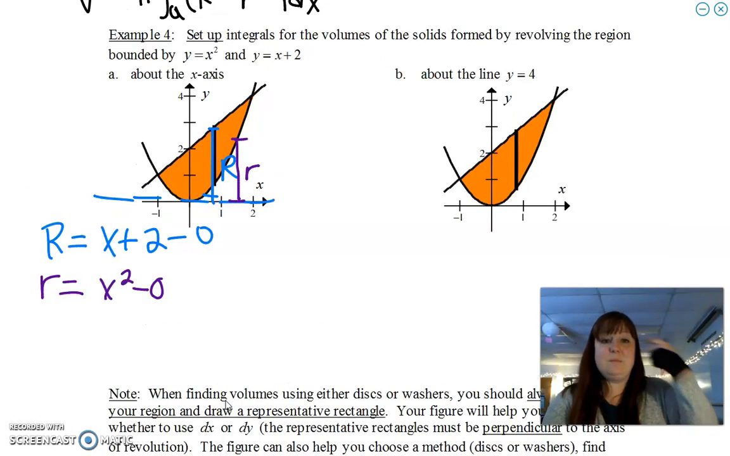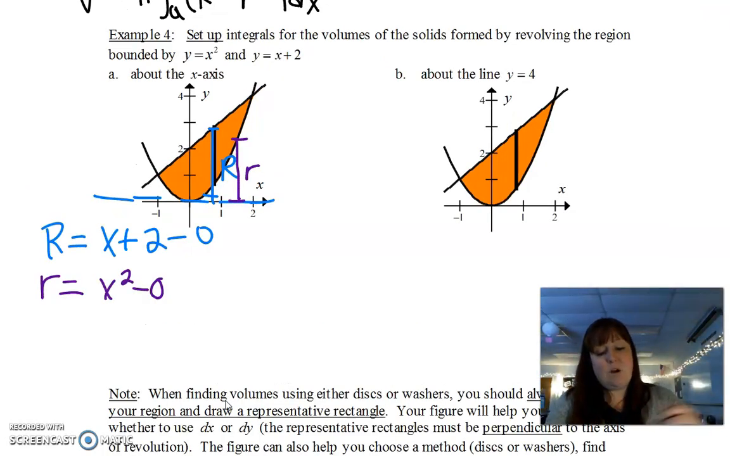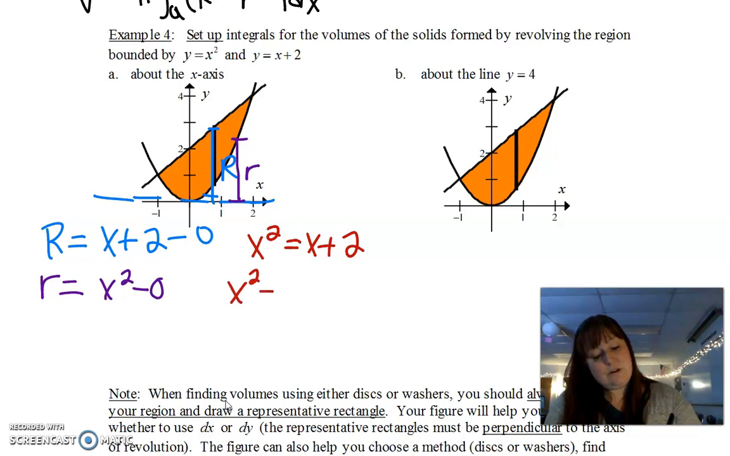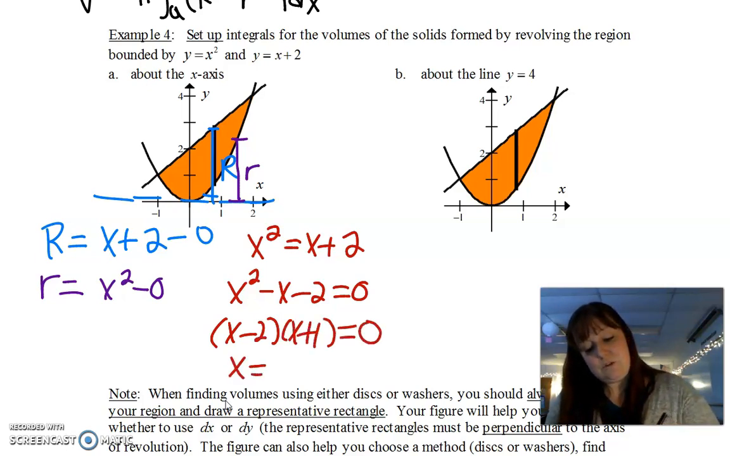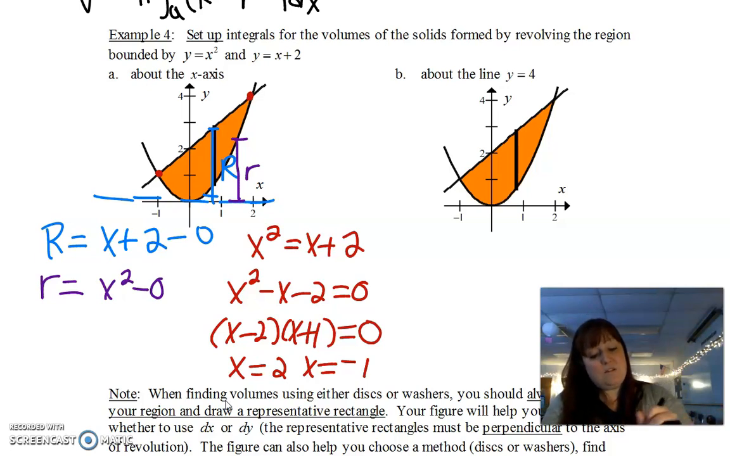Oh, and then we need to find our limits of integration, right? We need to figure out where these two intersect. So we set them equal to each other. When does x squared equal x plus 2, to find our points of intersection? So that's x squared minus x minus 2 equals 0, and that factors to x minus 2 and x plus 1. That means they intersect when x equals 2 and when x equals negative 1. So there and there. So our final integral on this one, I should have left myself more room.